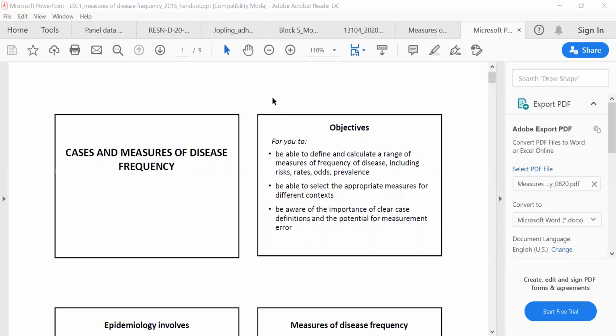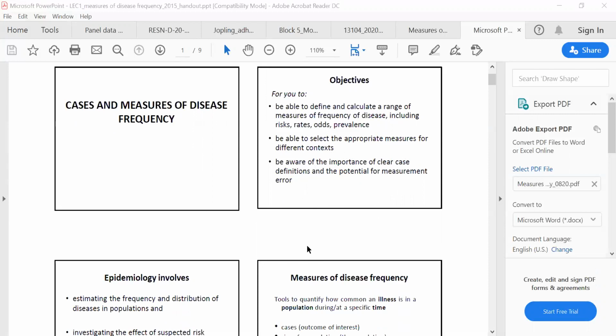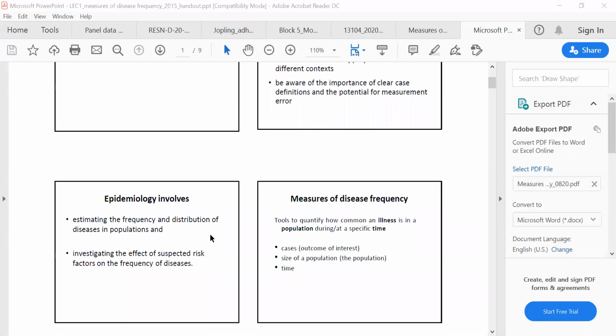So in terms of the objectives, you need to be able to define and calculate a range of measures of disease frequency, which include risks, rates, odds, and prevalence. Be able to select the appropriate measures for different contexts. Be aware of the importance of clear case definitions and potential for measurement error.